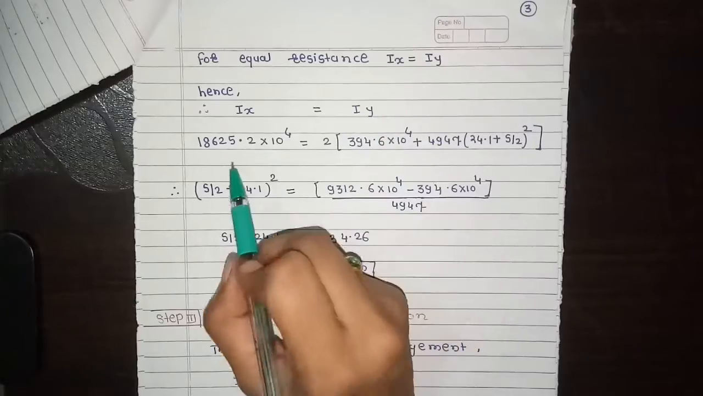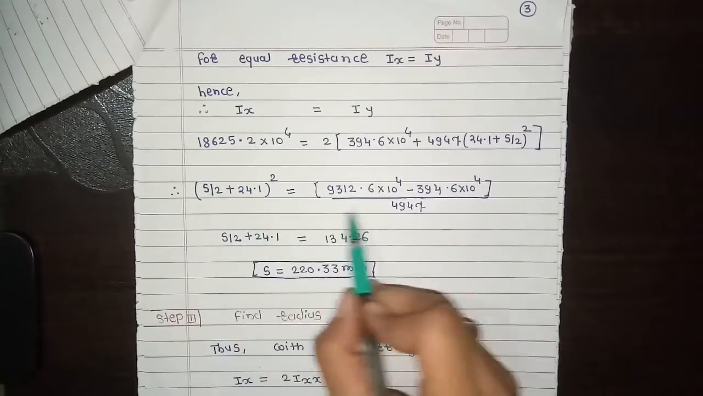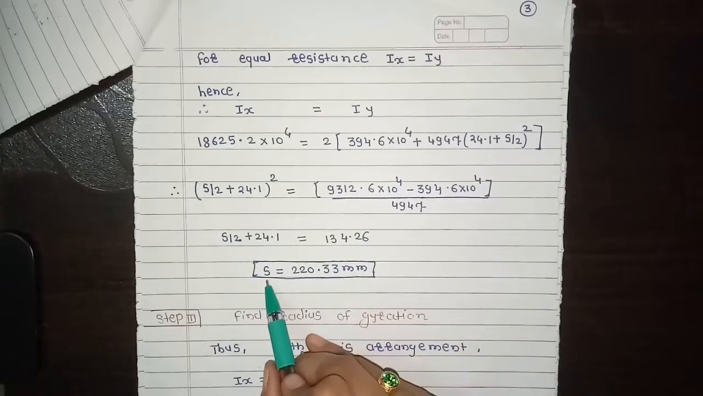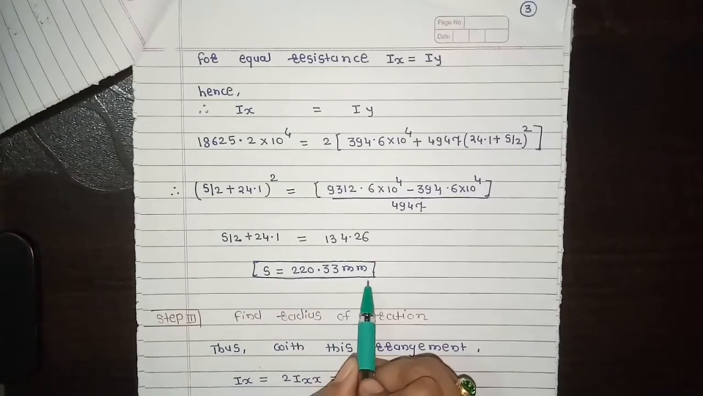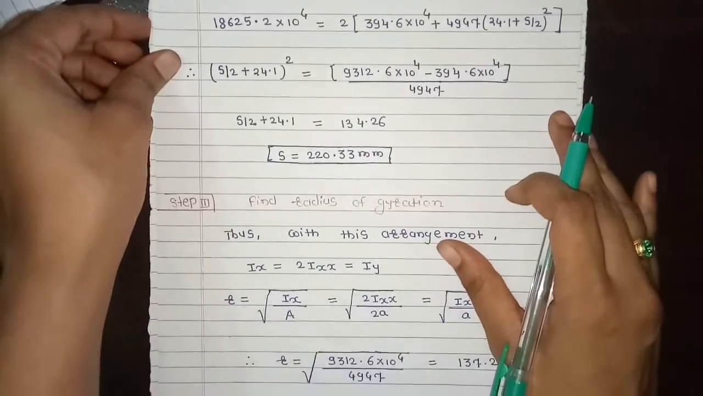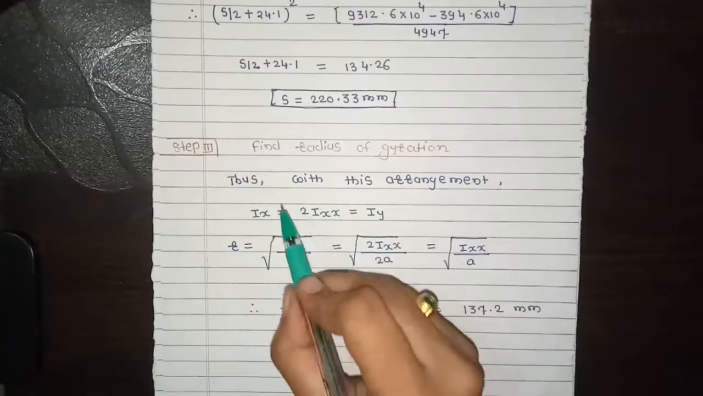Equating these two equations and solving, we get the spacing equal to 220.33 mm.